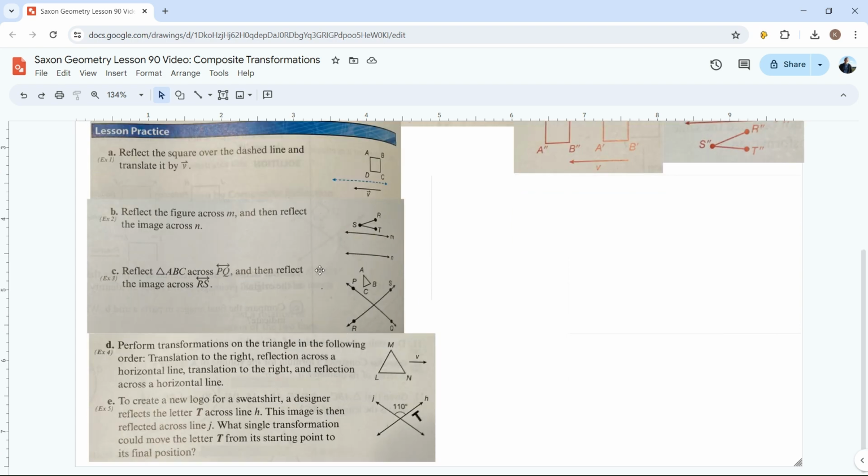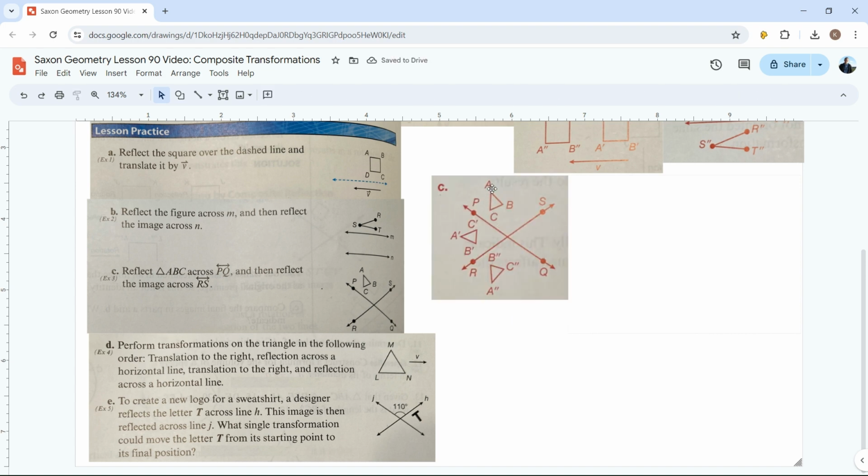All right, let's take a look at letter C. Reflect ABC across PQ, so reflect it this way, and then reflect the image across RS. And what we should end up with here is a rotation. Okay, so the shape should be the same, but A, B, and C are going to be in different positions on the shape. Let's see how this one works out.